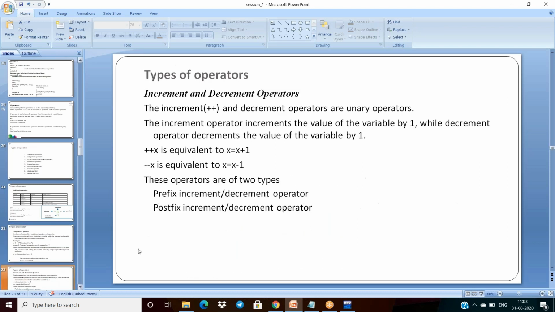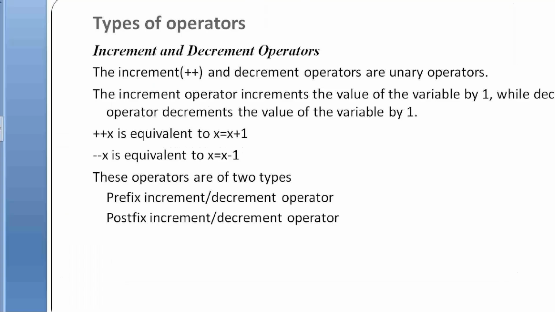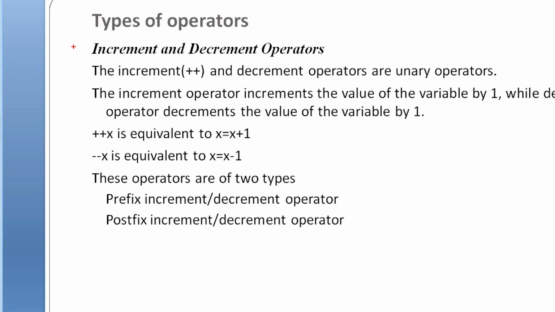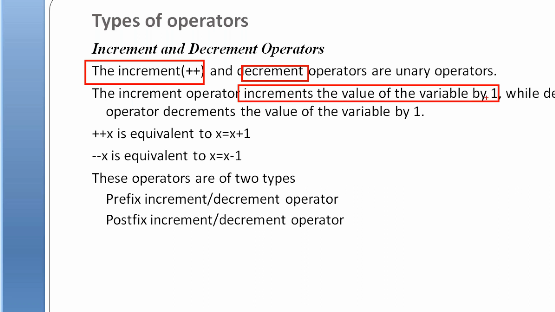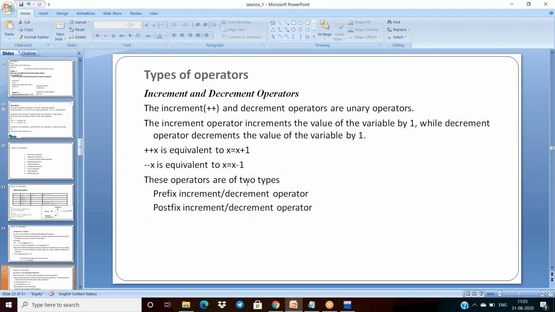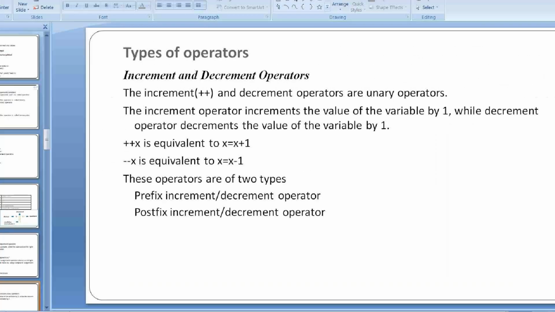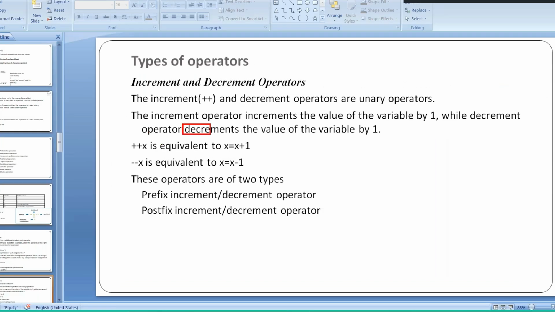Now after the assignment operator, we have the concept of increment and decrement operators. What is meant by increment and decrement? The increment operator increments the value of the variable by 1. Similarly, in the case of the decrement operator, the value of the variable is decremented by 1.